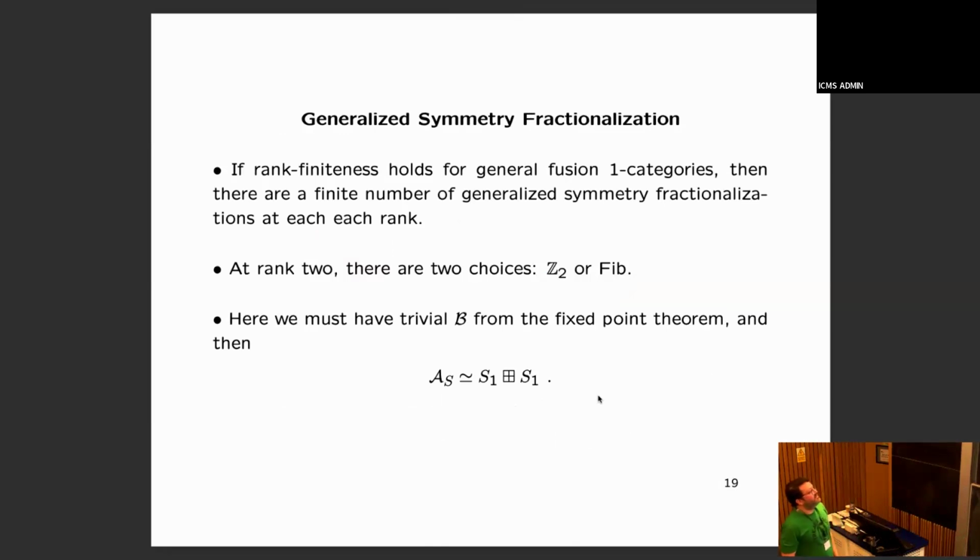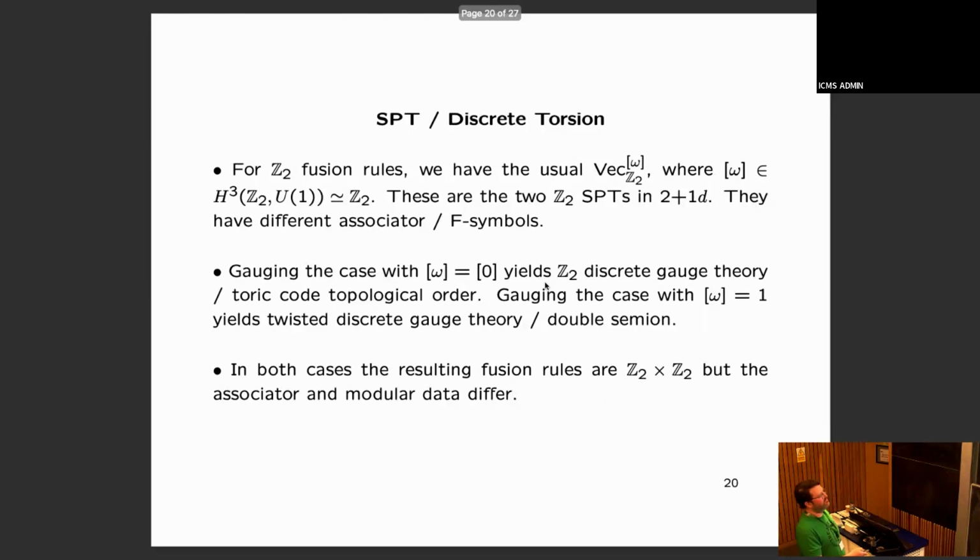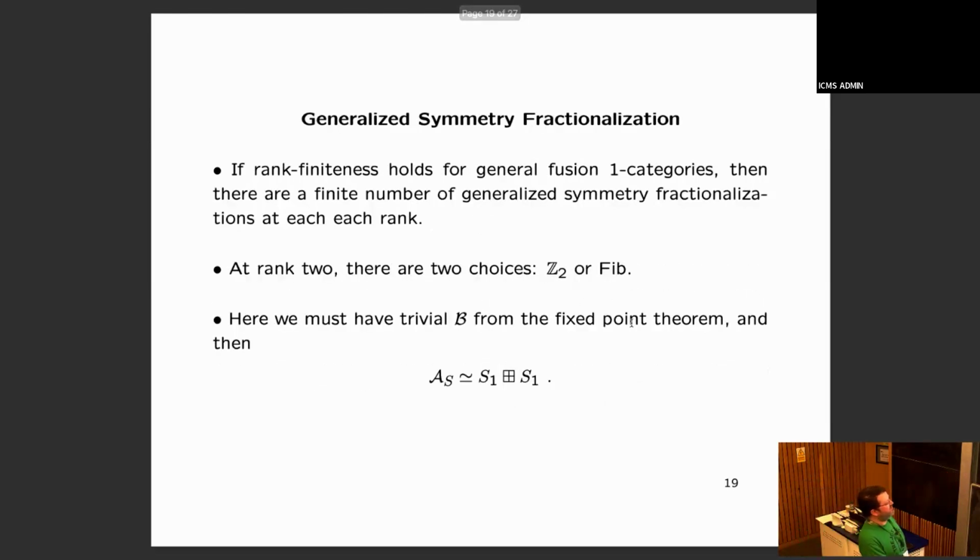So let me say a few things now about generalized symmetry fractionalization. I know I'm running low on time, so let me just give you some examples of it. Generalized symmetry fractionalization, I want to think of as a choice of fusion rules, given some fusion 1-category corresponding to surfaces. And at rank 2, famously due to Ostrik, there are essentially 2 possible fusion categories. There's Z2. Well, there's also a non-trivial associator, but there's basically a Z2-like category and the Fibonacci category.